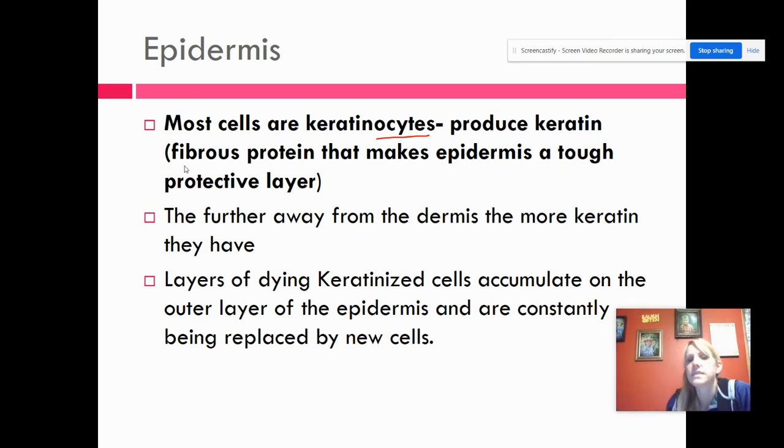Layers of dying keratinized cells accumulate on the outer layer of the epidermis and are constantly being replaced. The epidermis is made of stratified squamous epithelial tissue. It's many layers of flat cells, and they are keratinized, so they are dry.